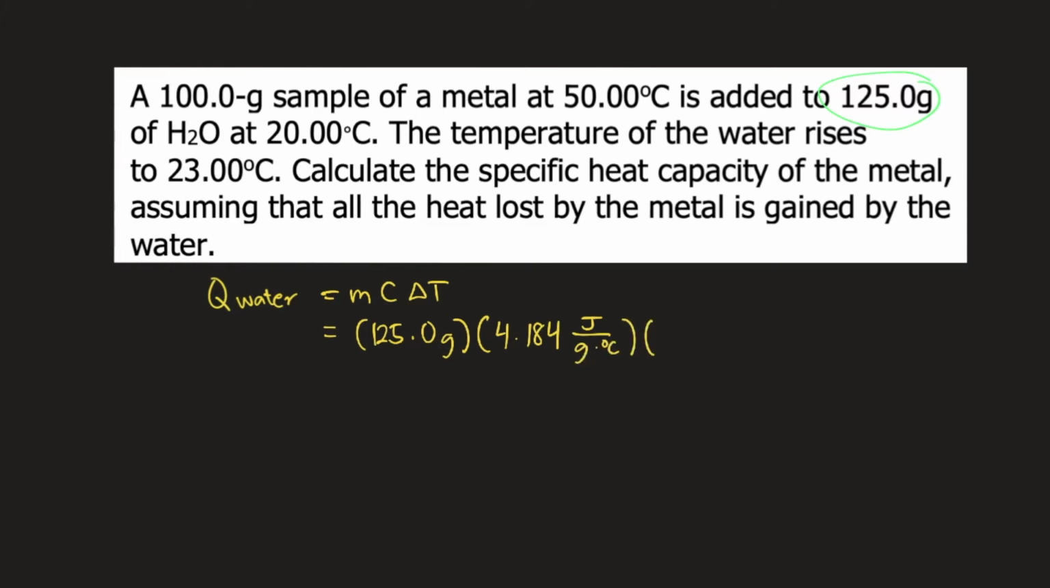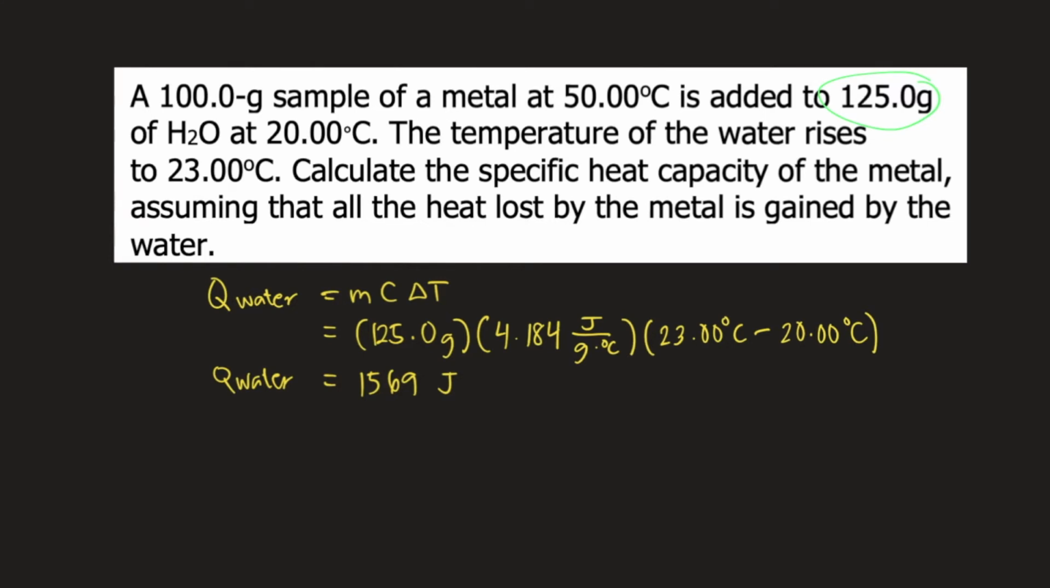And delta T is the change in temperature of water. So that is final temperature minus initial temperature. So final temperature is 23.00 degrees Celsius minus initial temperature of water is 20.00 degrees Celsius. So if we compute for Q of water, that is equal to 1569 joules of heat. So water absorbed 1569 joules of heat.